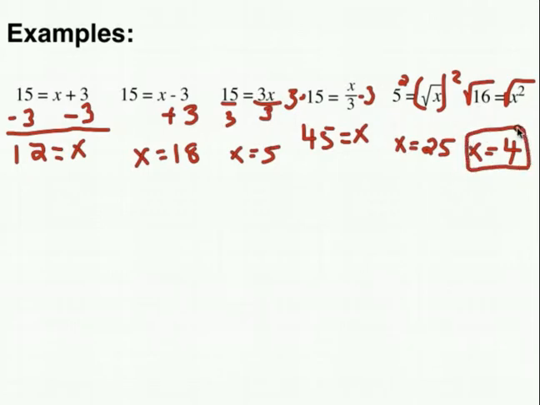So when you have addition, you get rid of it with subtraction. Subtraction, you get rid of it with addition. Multiplication is undone by division. Division is reversed by multiplication. Radicals are removed by squaring both sides, and squares are eliminated by taking the square root.